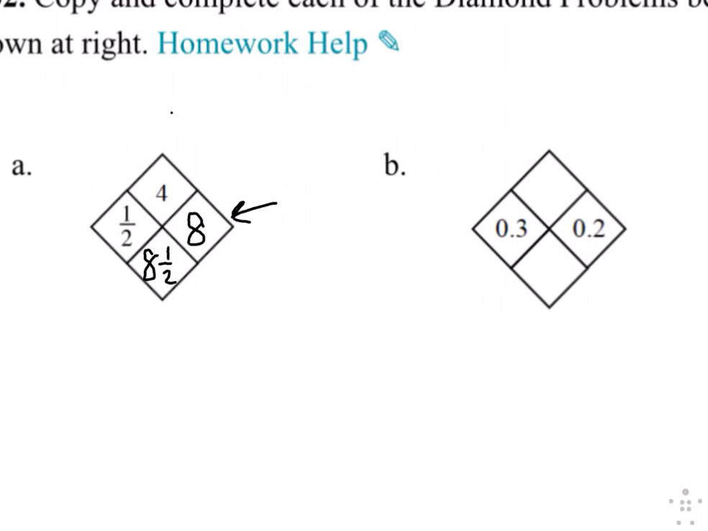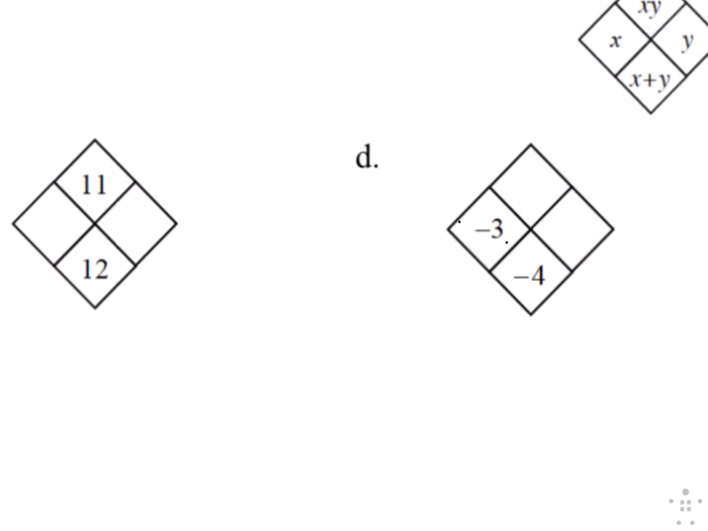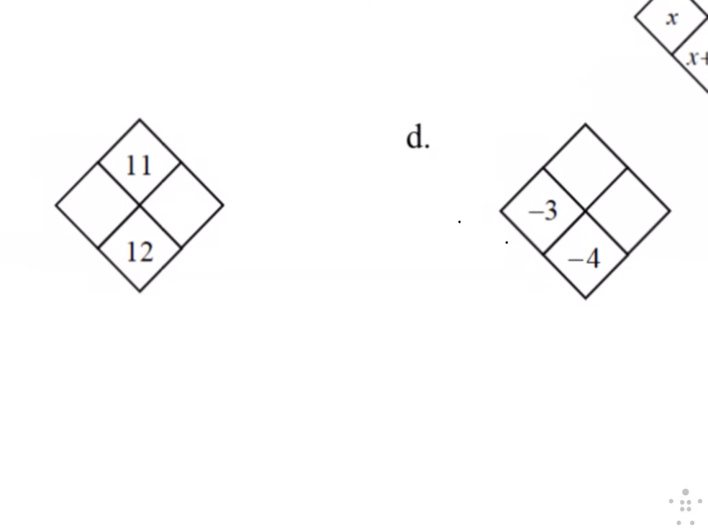And then the next one, 0.3 times 0.2. That's 0.06. And 0.3 plus 0.2 is 0.5, right? Okay, so now let's do C and D. Let's clear that, slide it over here. C and D, right, C and D.